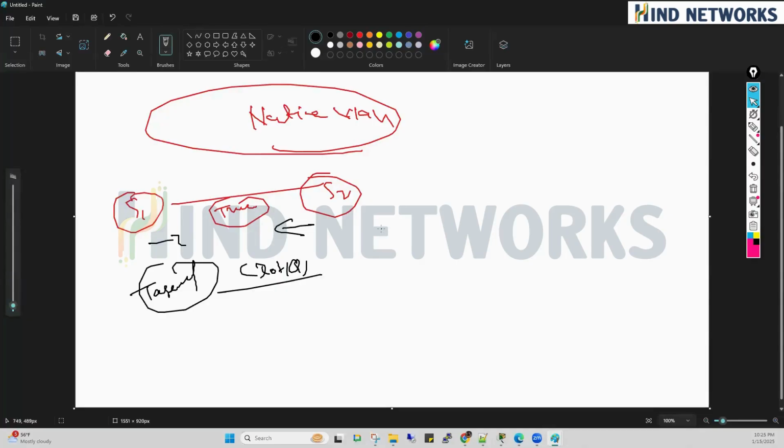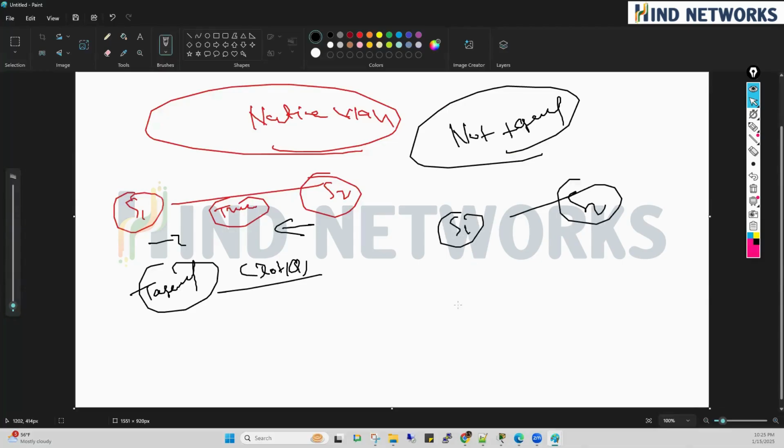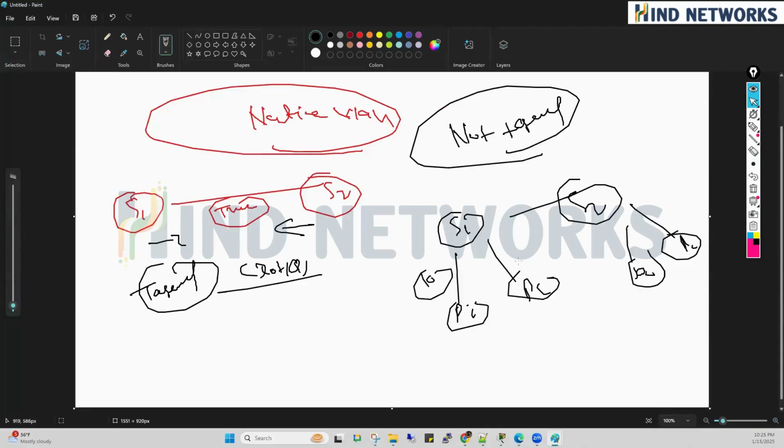But there is certain traffic that does not need to be tagged. For example, if you are sending a packet, switch number 1, switch number 2, here PC1 and PC2, and for example this is part of VLAN 10 and 20. If this PC is sending a packet, that should be tagged, because here the switch is receiving on VLAN number 10. That is traffic related to VLAN number 10.